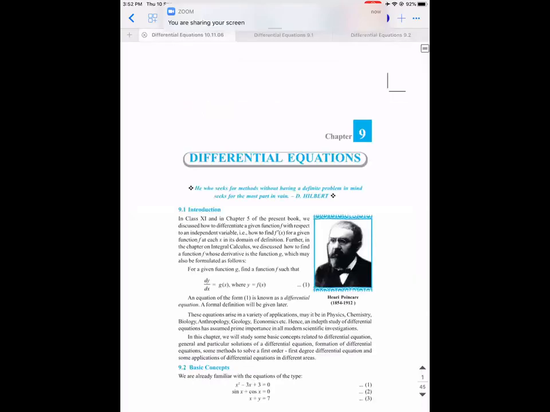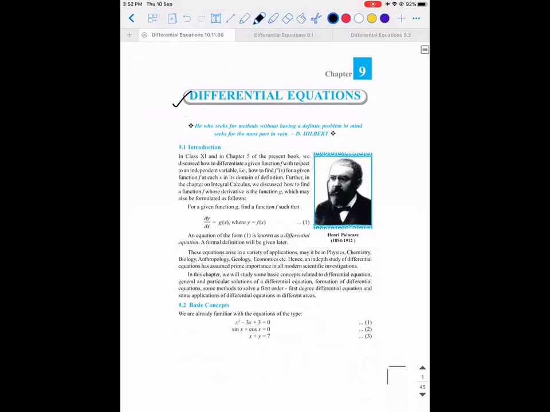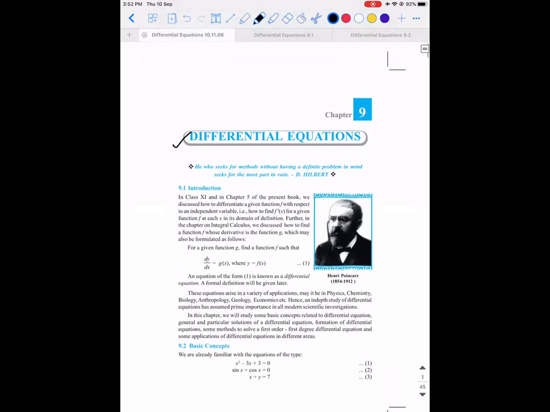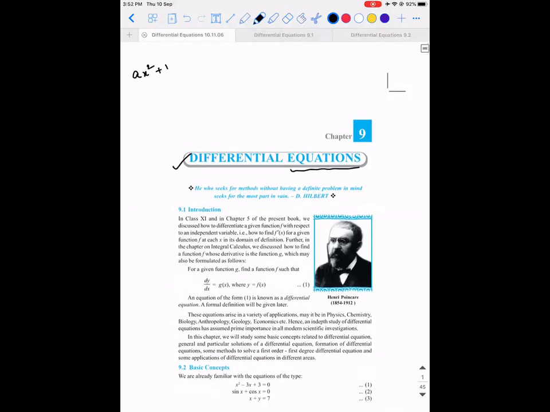Listen. So we'll be starting the next chapter, that is differential equations. Let me explain what it is. You know what is an equation, right? There is a difference between equation and inequality. So what we mean by equation is what we need to see first. If I give you an expression like ax square plus bx plus c, what will you say this is? Polynomial. It is a polynomial.